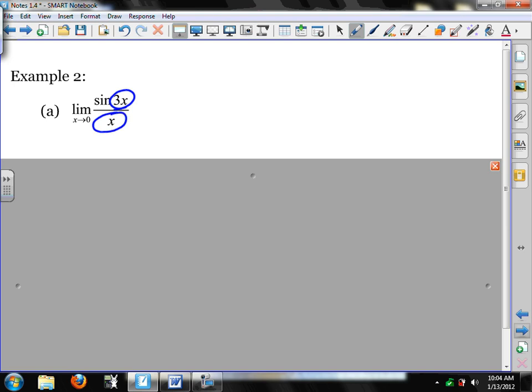Well, I'm allowed to multiply the bottom by any number. So in this case, I want to multiply the bottom by 3, as long as I multiply the top by exactly the same thing. So multiply the top and the bottom by 3. So that's going to give me the limit as x approaches 0 of 3 times sine of 3x over 3x. The limit as x approaches 0 of sine 3x over 3x, that's our special limit. So this part's 1, 3 times 1 gives me 3.